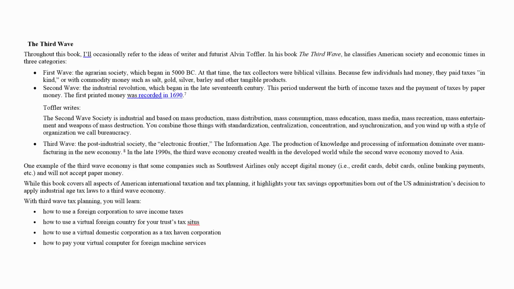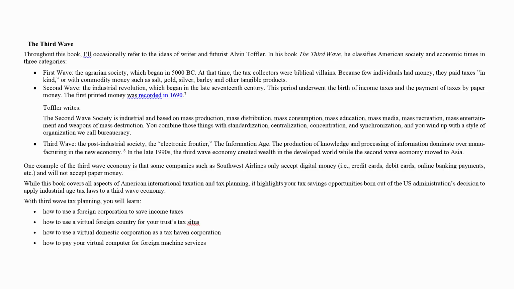Second wave, the Industrial Revolution, which began in the late 17th century. This period underwent the birth of income taxes and the payment of taxes by paper money. The first printed money was recorded in 1690. Toffler writes, "The second wave society is industrial and based on mass production, mass distribution, mass consumption, mass education, mass media, mass recreation, mass entertainment, and weapons of mass destruction. You combine those things with standardization, centralization, concentration, and synchronization, and you wind up with a style of organization we call bureaucracy."